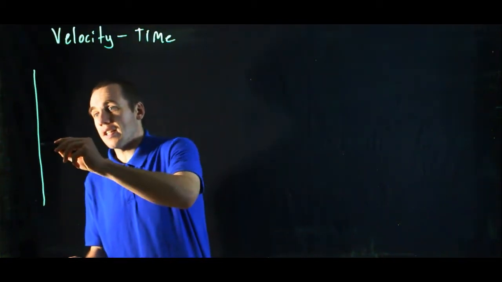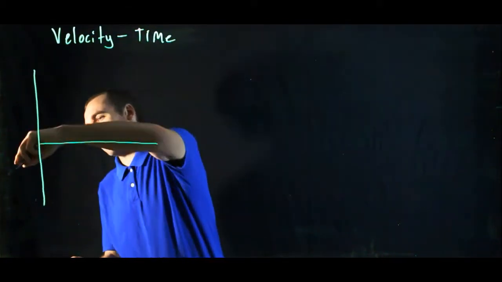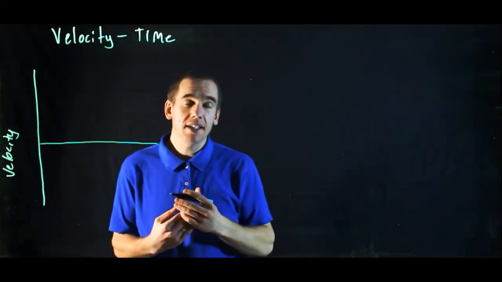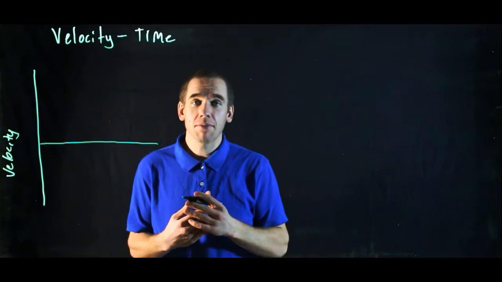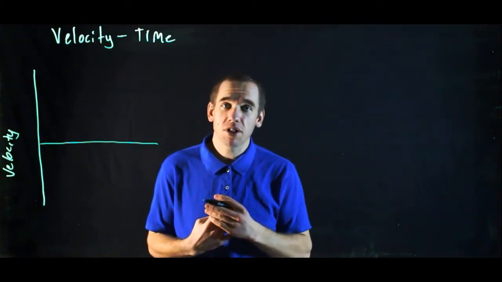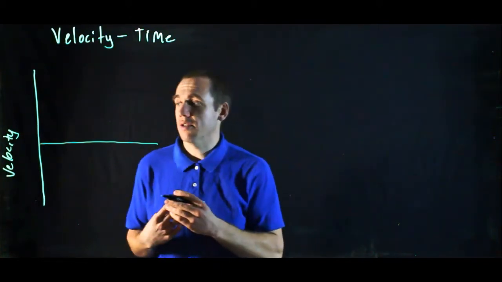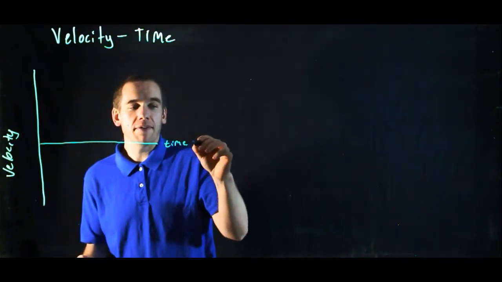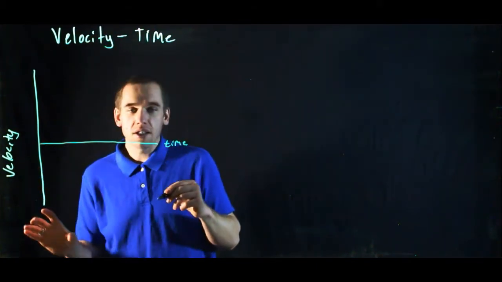The first is that it's showing different information, right? It is not showing where an object is. Velocity is speed with direction. So a velocity time graph is showing how fast an object is moving and which direction it's moving. So you'll notice right away that on a velocity time graph, we actually do go into the negative region.